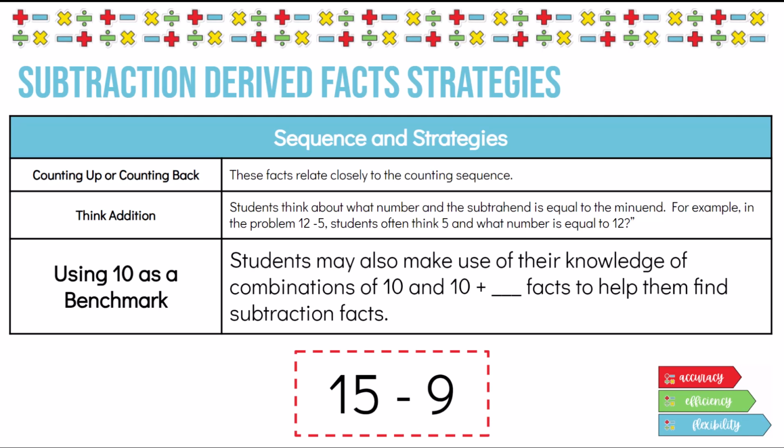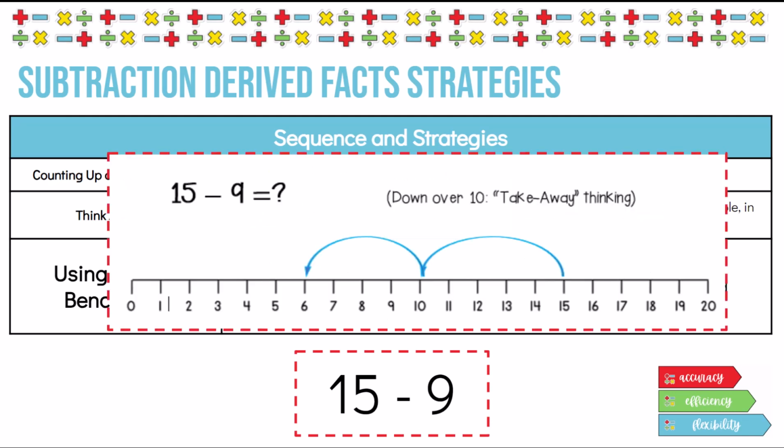The first two strategies in this group, the down over 10 and the up over 10, are virtually counting back and counting up strategies. Instead of counting by ones, however, students start at the number, jump to the 10, and then jump to the other number to find the difference. In this example, which we will call down over 10, students can use this reasoning strategy to go down to 10 in one of two ways.